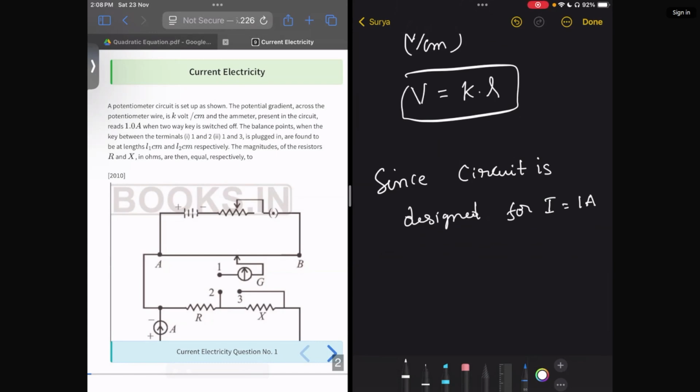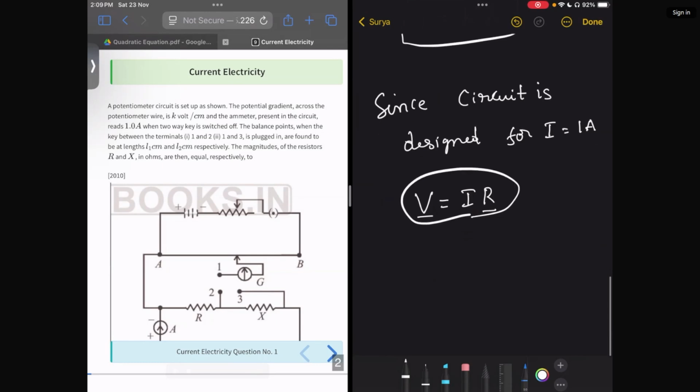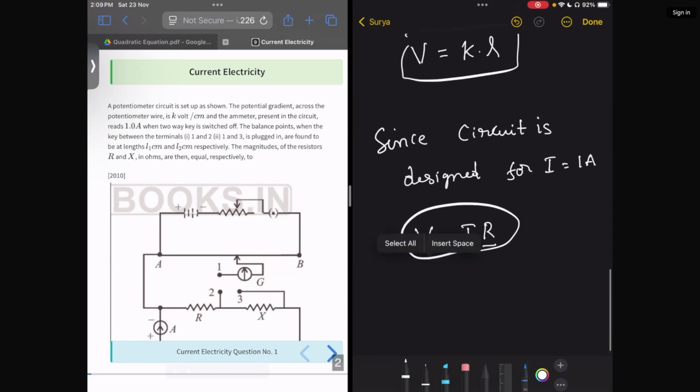So we can use Ohm's law, V equal to I into R. V is the voltage drop across R, the resistance, and I is the current flowing. We can use this formula to find R and X in terms of K and L. We already know the relation between V and K: V equal to K into L.